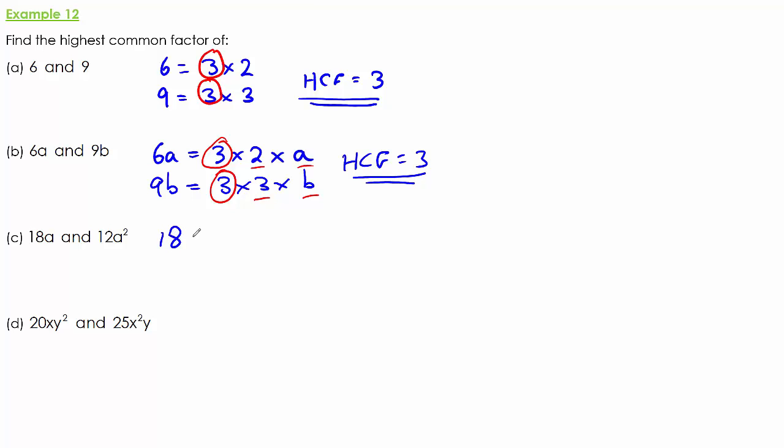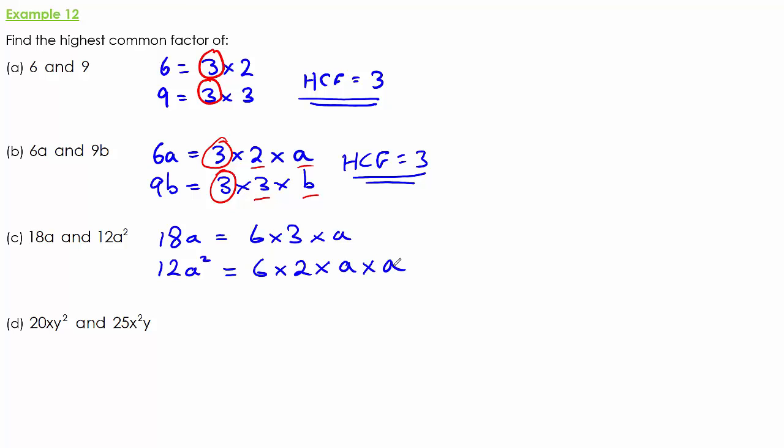Now we've got 18a and 12a squared. Now I can see that 6 goes into both 12 and 18. So I'm going to say that 18a is 6 times 3 times a. 12a squared is 6 times 2 times a times a.